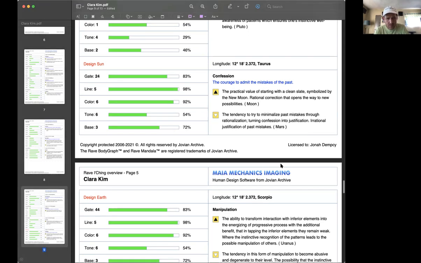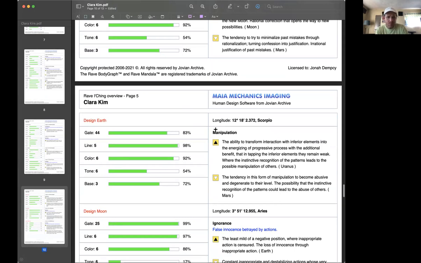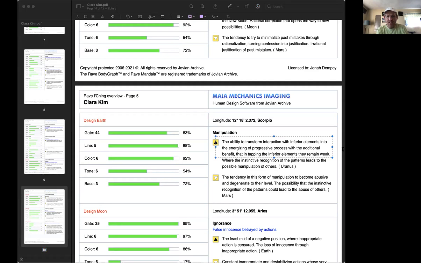And then finally, the design Earth, which is manipulation, the ability to transform interaction with inferior elements into the energizing of progressive process, probably means progress, with the additional benefit that in tapping the inferior elements, they remain weak. So it's keeping weak things weak, but being able to use them for a better purpose. The instinctive recognition of the patterns leads to the possible manipulation of others. So I'm just going to call it, at its best, being able to use poor quality ingredients to make something.